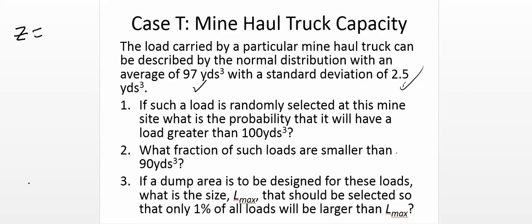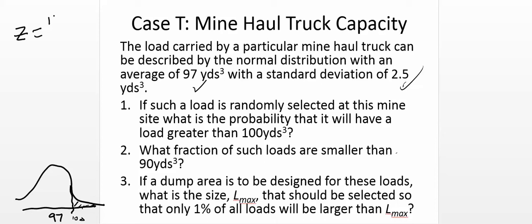What I always do is remember that I should draw a little sketch. We have a normal distribution with an average of 97, and we want to know the probability that we'll have a load greater than 100 cubic yards. So wherever 100 is, we want the probability that it'll be greater than that. We'll have some small fraction of the total number that are greater than 100. To find that fraction, we first calculate the Z.